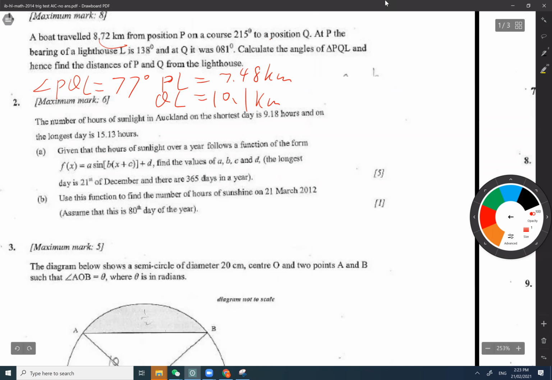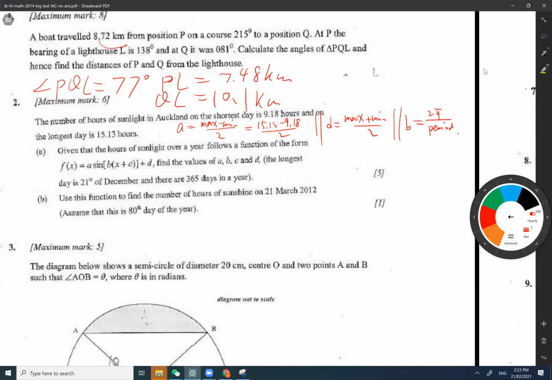Who remember how we got A on? It's max minus minimum divided by 2. D is max plus minimum divided by 2. Good. B is 2 pi divided by period. C, how do we find C? It's troublesome.